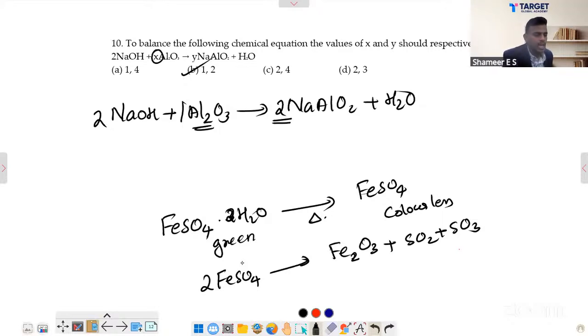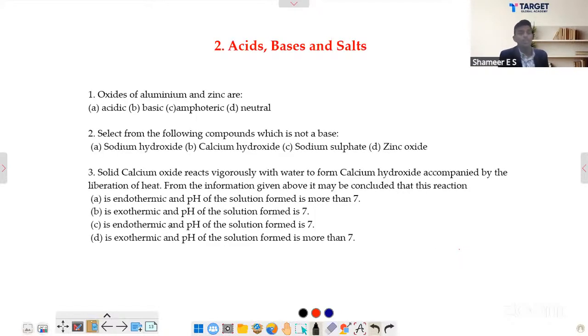Now we can move to the next chapter, that is acids, bases, and salts. Give more importance to acids, bases, and salts. Let's solve the questions from this chapter. The first question: oxides of aluminium and zinc are what? Anyone? What is the answer?